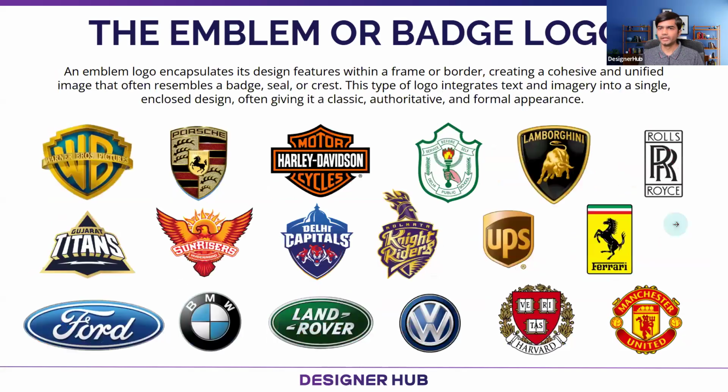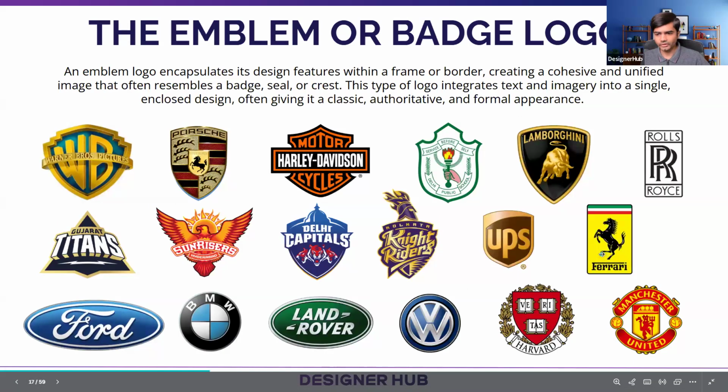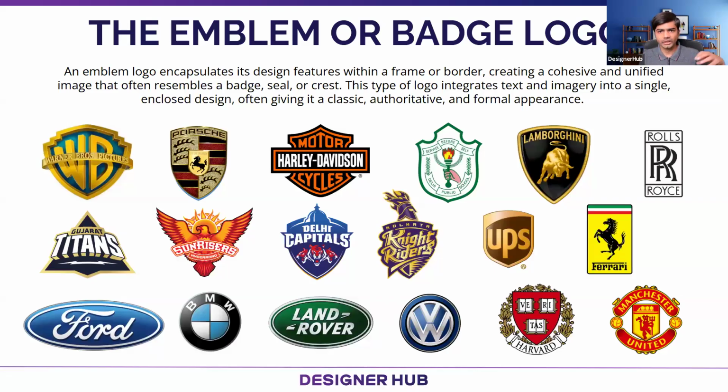Clear? Then comes the most prominently that we see on all the automobiles or schools or all of that, an emblem mark which encapsulates the design features within a frame or a border, creating a cohesive and unified image that often represents a badge, seal, or crest. This type of logo integrates text and imagery into a single enclosed design, often giving it a classic, authoritative, and formal appearance. So all of these and lot of, I'm sure you have seen all the football matches. If you have seen all the football teams logos, they are all nothing but batches or emblems or pictorial marks coming together for their logo, and very widely used in sports, automobile industry, and educational institutes. These are the three major sectors where these kind of logos are majorly used.